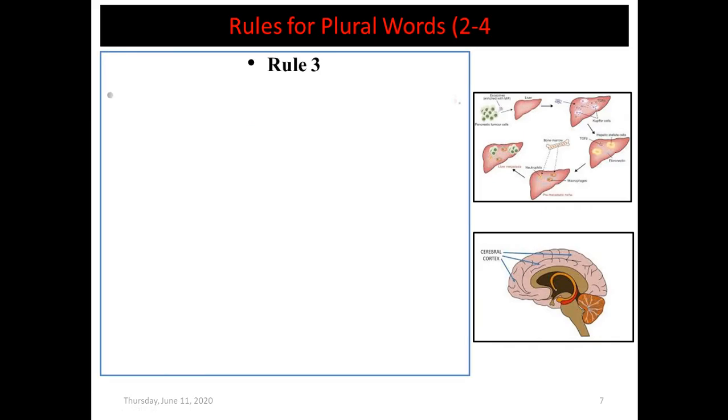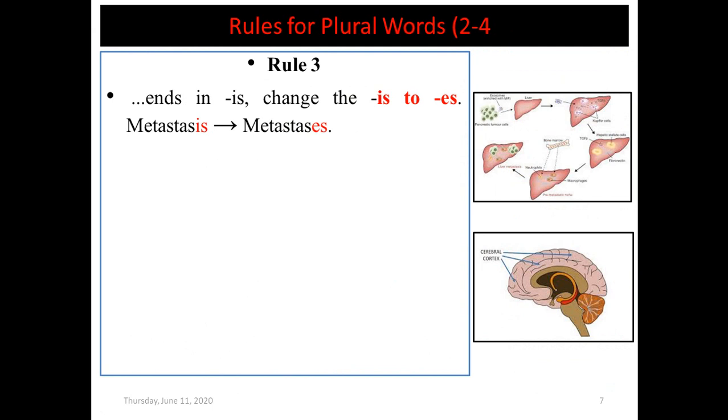And we have rule number 3. If the word ends in is, change from is to es. For example, metastasis, it will change to metastases. And here we have metastasis in the liver. This is a type of malignancy that spread in the liver, and these are the metastases. So if it is single, we call it metastasis. Metastasis to the liver, only in one place. But if it is distributed throughout the liver or other organs, we call it metastases.